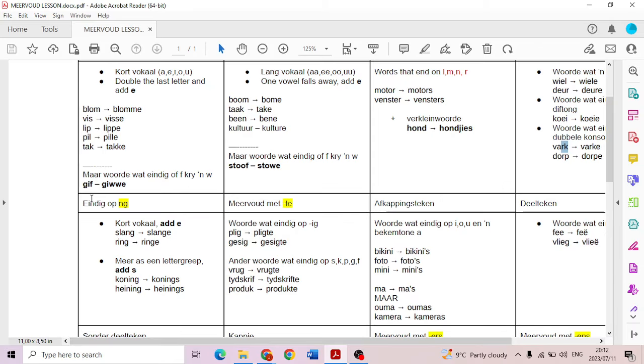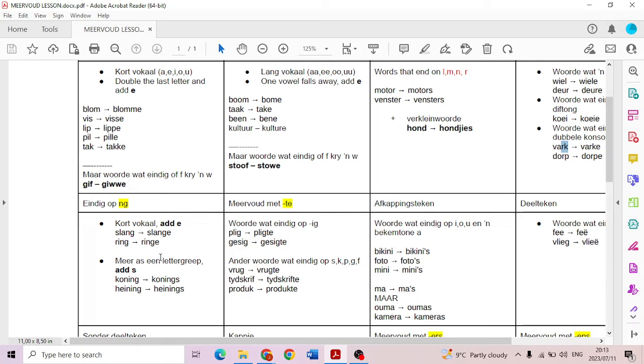Rule number 5 says when the word ends on ng, so you have two ways that a word can end on ng. Number one is if it's a short word, and number two is if it's a long word. If it's a long word, it simply means that it has more than one syllable, okay? So if it's a short word, you're only going to add e, and the examples given here are slang becomes slange, and ring becomes ringe.